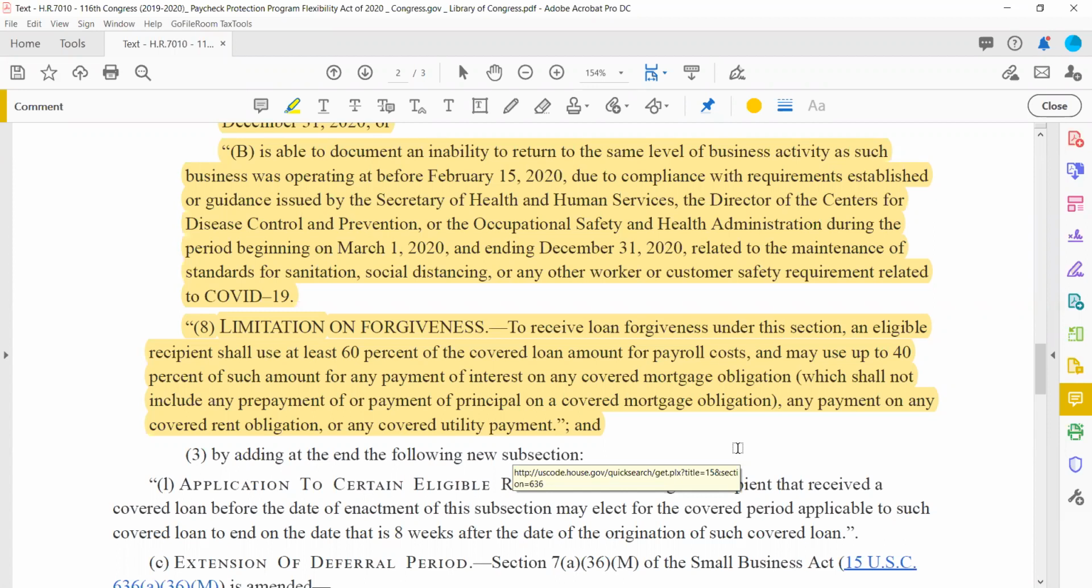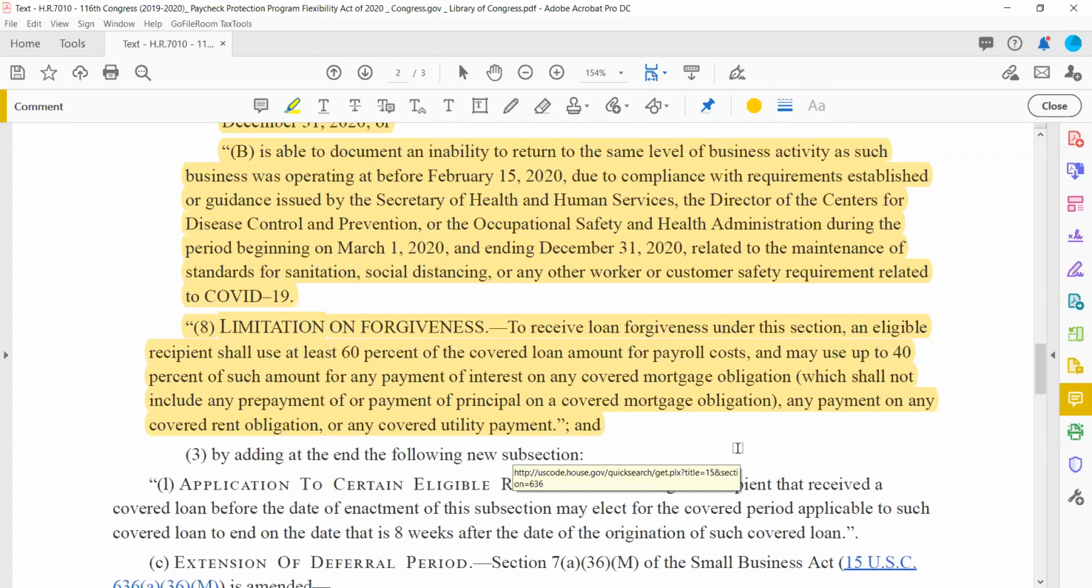So now it's an added paragraph to the CARES Act, but instead of 75% that you have to spend on payroll, 75% or more, they've changed that. And the language here, I'm going to read it like it says. It says, to receive loan forgiveness under this section, an eligible recipient shall use at least 60% of the covered loan amount for payroll costs, and may use up to 40% of such amount for any payment of interest, and you got rent, utilities, and that stuff.